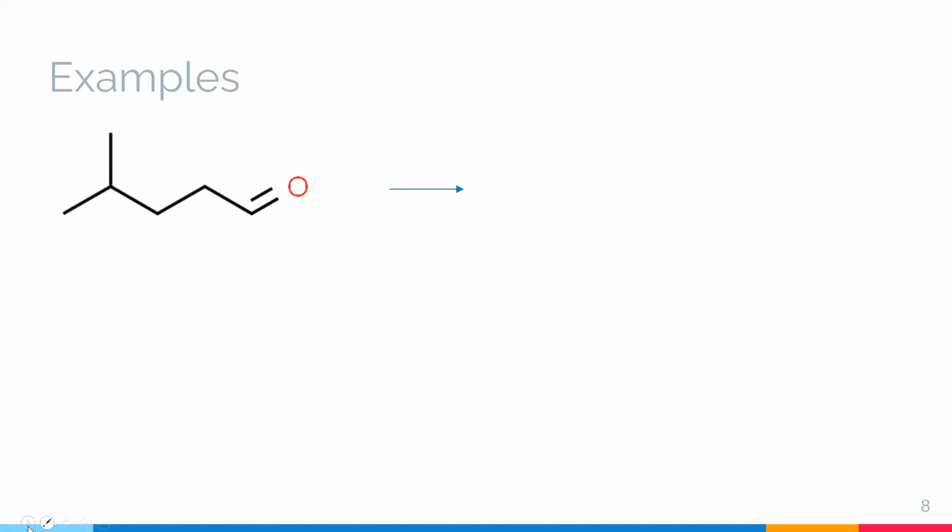But we have a substituent at this branch. But remember, we can't count this as number 2 because we have to start counting from the aldehyde. 1, 2, 3, 4. So this is a 4-methyl pentanol because the methyl substituent lies on the 4th carbon.